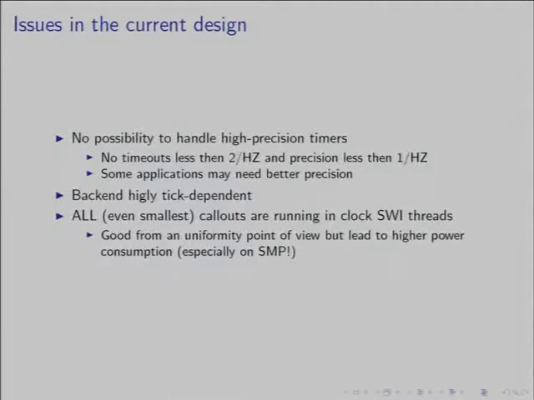So, with the backend data structure designed as it is, there is no possibility to handle timeouts that are less than 2 hertz and precision less than 1 hertz. If you consider that there are some clients in the kernel, such as, for example, the usleep system call, in which you specify the timeout in terms of microseconds, this may be, in some sense, a limitation.